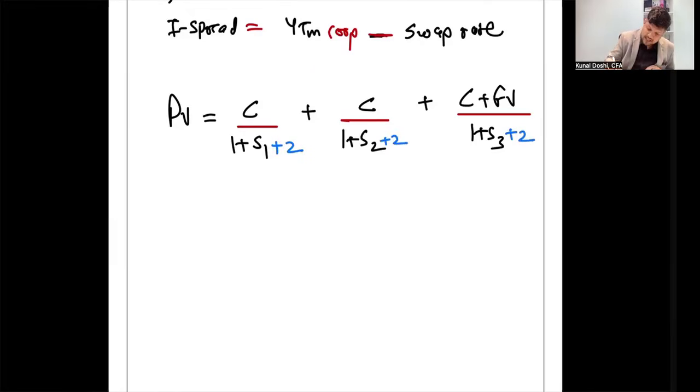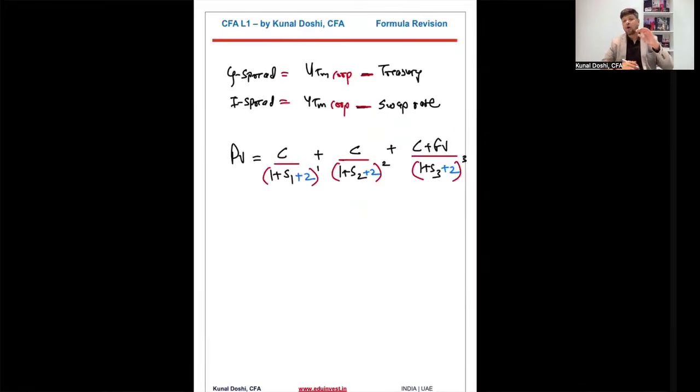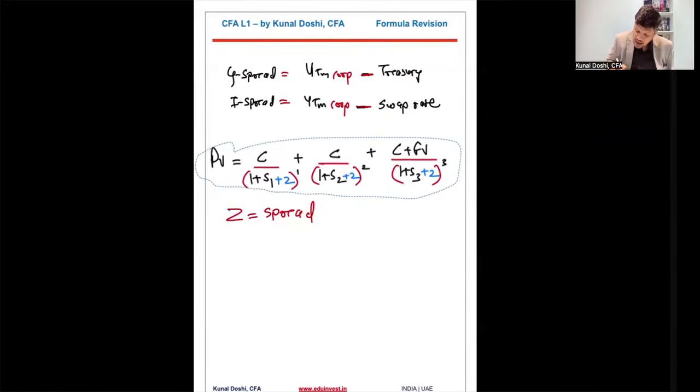But what if I add a constant spread of, let's say, 20 basis points to all the periods, and then I do to the power 1, 2, and 3. That constant spread over the yield curve is called what? Z spread. Are you with me? It is calculated using trial and error. I will just give you a hint.